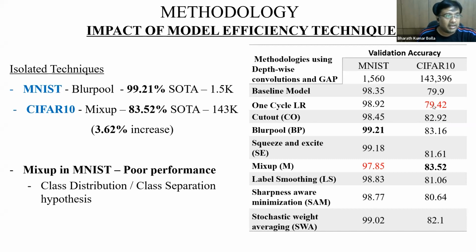Here our baseline model is at 79.9, but by the time we implement Mixup or Blurpool, we have 4 percentage points. You can see that all of these techniques, either stochastic weight averaging, sharpness-aware minimization, or label smoothing, have improved the model accuracy from the baseline. But the highest gain you got is from Mixup.